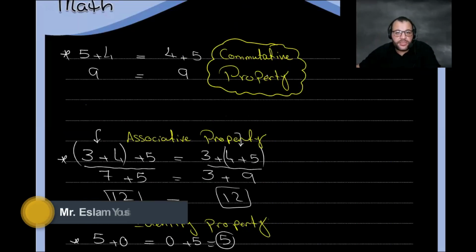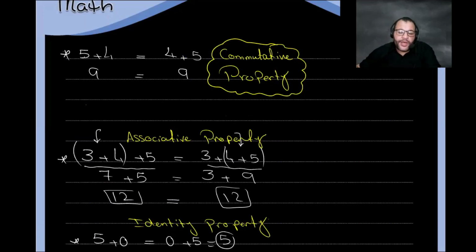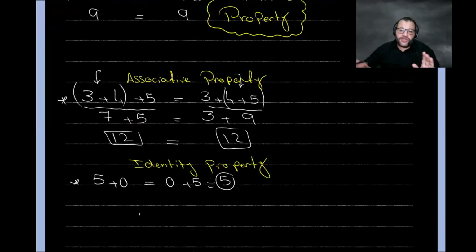The first one that we have is defined as the commutative property, where you change the order of the numbers. The first goes instead of the second, and the second instead of the first. We have 5 plus 4 is equal to 4 plus 5. That's called the commutative property. The second one, the associative property, you keep the same order but you change the numbers inside the brackets. If I add any number to 0, the answer will be the same. That's called the identity property.